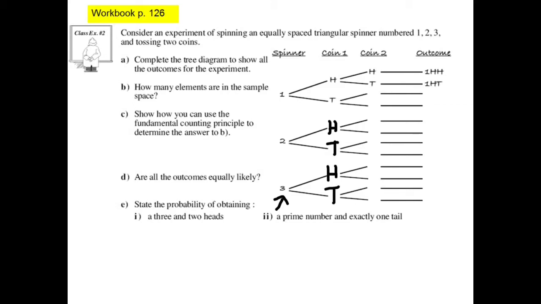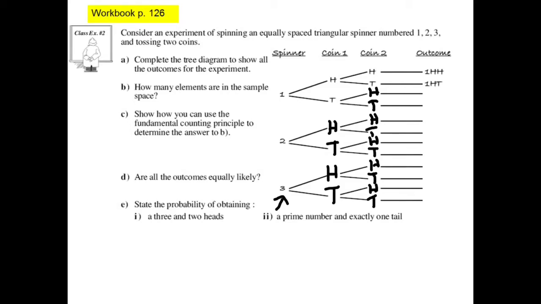With coin 2, same thing again. It's been partially done for us. We just have to fill out the rest of this, because it doesn't matter if we spin the spinner or toss the first coin, you're still going to get either heads or tails on the second coin.